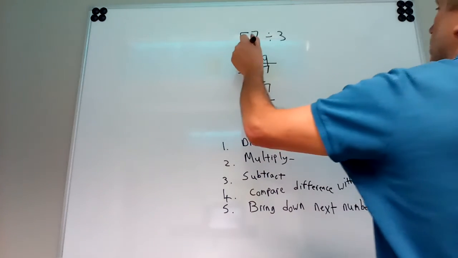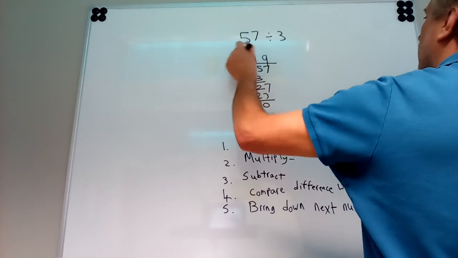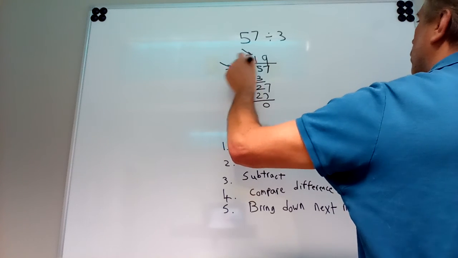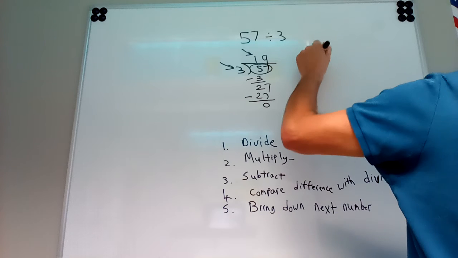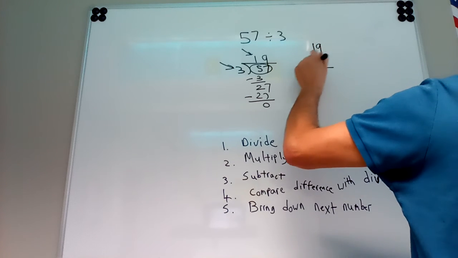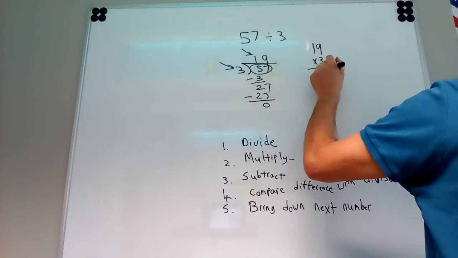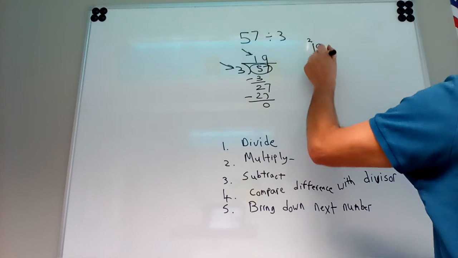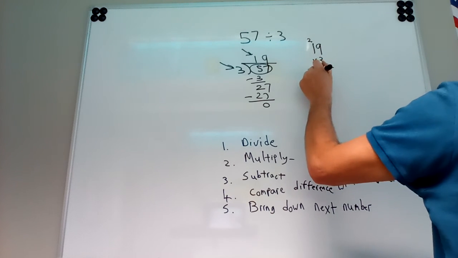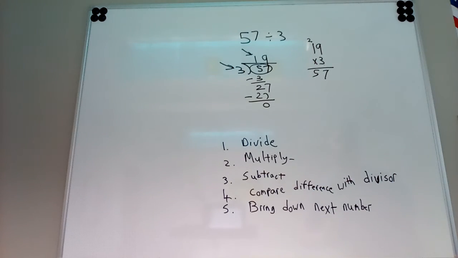There's nothing else to bring down. So this number times this number should equal this number. So let's see if it does. 19 times 3 equals 3 times 9 is 27. I put my 7. I carry my 2. 3 times 1 is 3 plus 2 is 5. 57. Oh, it works.